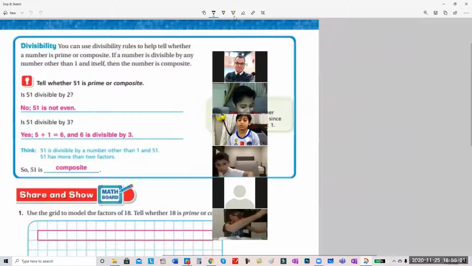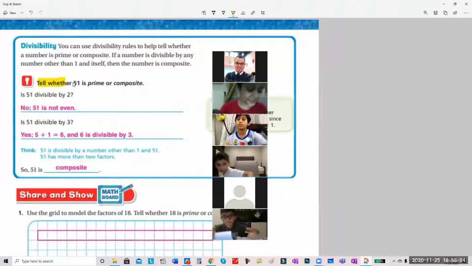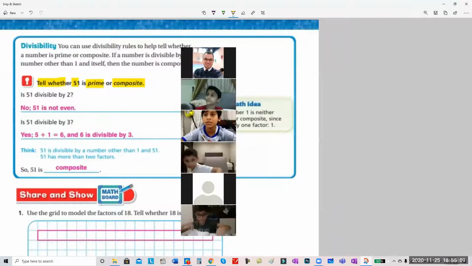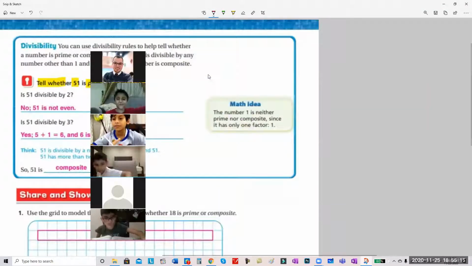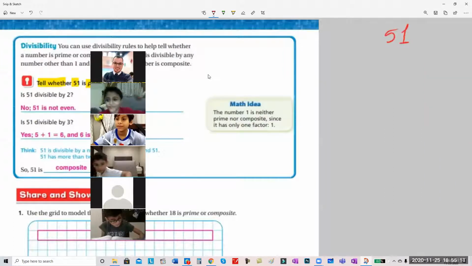On this page, you have to tell whether 51 is a prime or composite number. Let's write it here. Let's try it with our 4 numbers, which are 2, 3, 5, 7. Those are the 4 numbers you have to check it with. Firstly, I will ask someone of you, can we divide 51 by 2 or not?